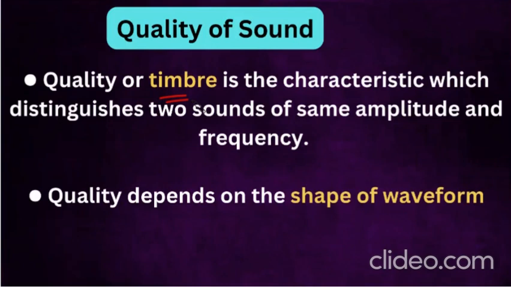It is a characteristic by which we can distinguish two sounds of the same amplitude and frequency. If the amplitude and frequency of two sounds are the same, how do we differentiate between them? By the quality. How is their quality? This depends on the waveform, the shape of the wave. How is the shape of a wave? That will determine the quality.